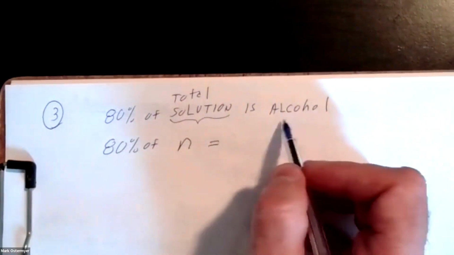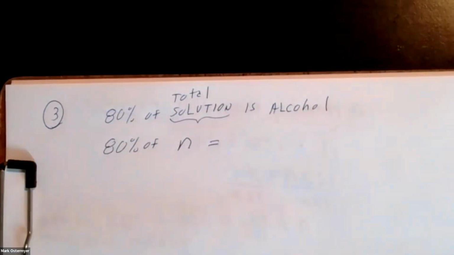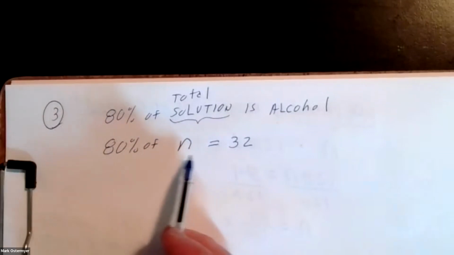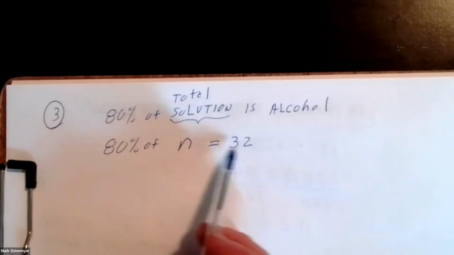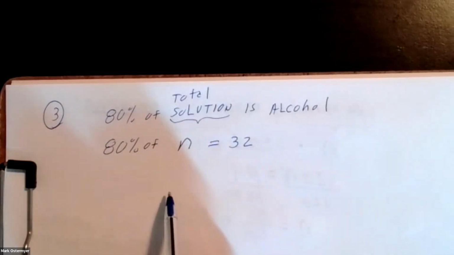And how much is alcohol, though? They did give us the number of milliliters that is alcohol. 32. 32 milliliters is alcohol. We have an equation starting to evolve here. So 80% of our total solution is equal to 32 milliliters of alcohol.